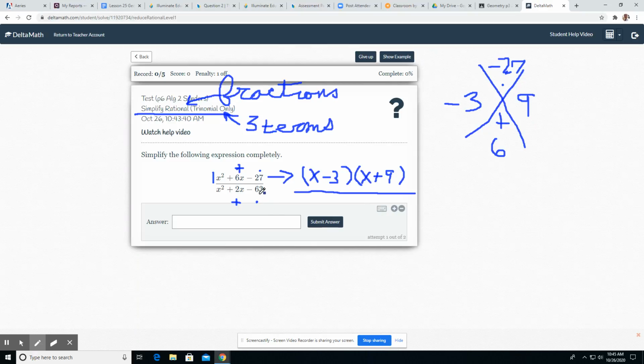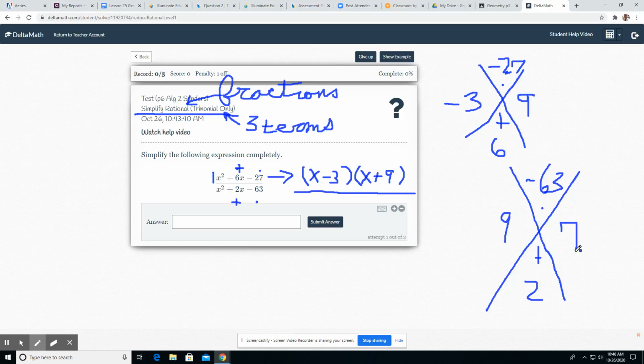Then we do the same trick on the bottom here. 63 and 2. So they multiply to be negative 63 and add to be positive 2. 9 and 7. And then the bigger one's positive, so the negative goes to the smaller one. So on the bottom, x plus 9 and x minus 7.